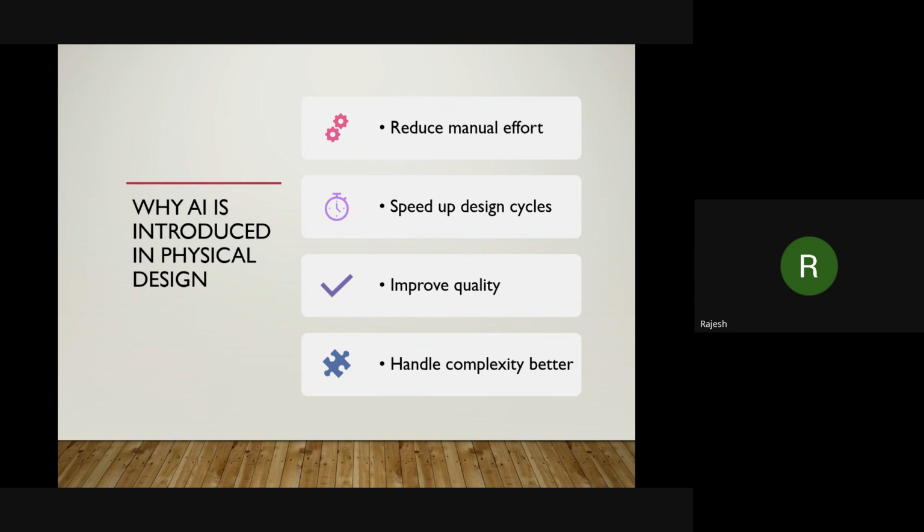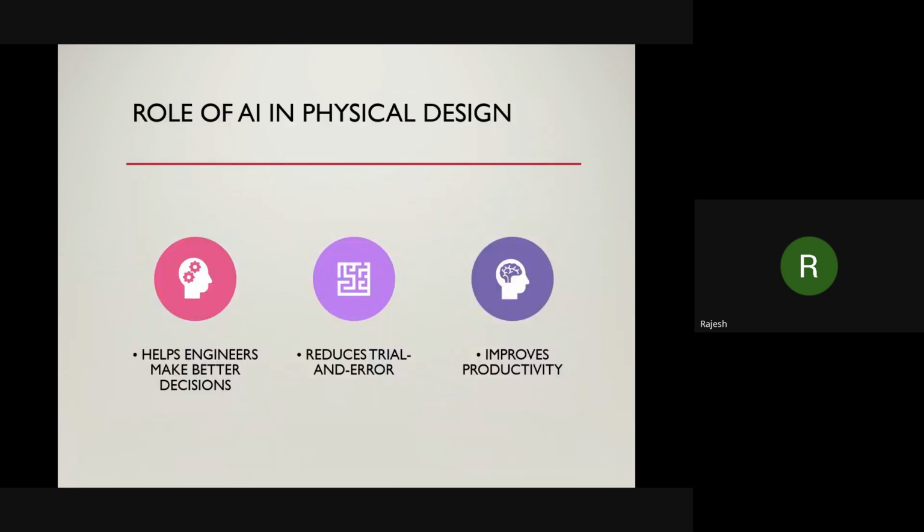Suppose I told the physical design flow, and each and everything the physical design engineer needs to do. But there are so many automation things we can do through AI, and we can speed up the design cycle. Like I mentioned, from the floor plan to the placement to the routing or sign-off, we can speed that up with AI, and we can expect more quality and handle complexity better. If you have more complex designs, with AI you can handle them better.